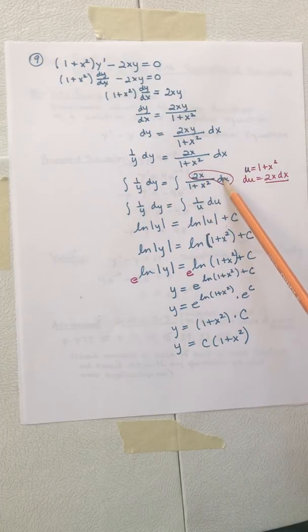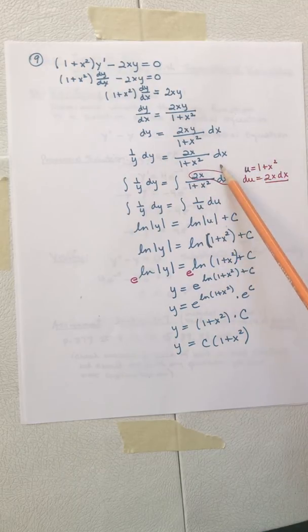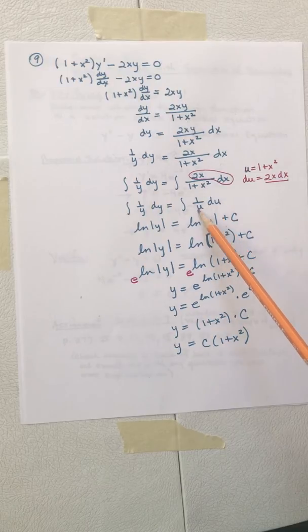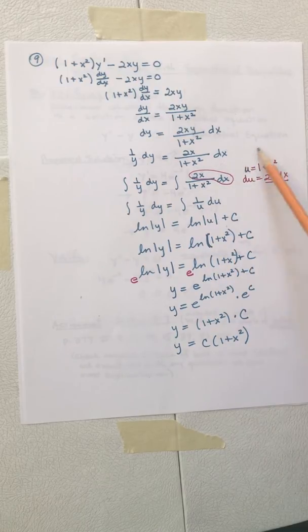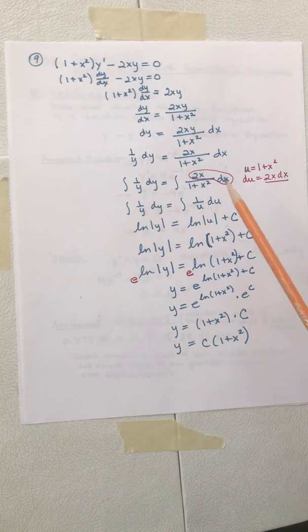The numerator and the dx is covered in du, and the 1 plus x squared is covered by the 1 plus x squared substitution. So this representation is the same as 1 over u if we use these substitutions. So 1 over u du, I have to say du there, because the du is actually part of the problem. All right, now we integrate the left and integrate the right.